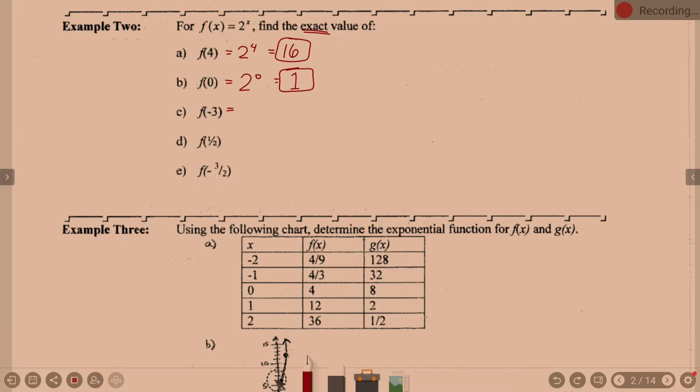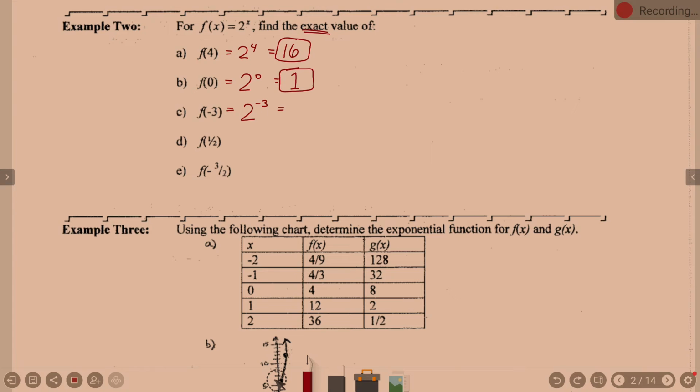F of negative 3 is 1 over 8, which means I'm doing 0.125. Okay, hold on. You guys already done these on the calculators? No, I actually knew how to do that. Right. Okay. I did it off the dome.